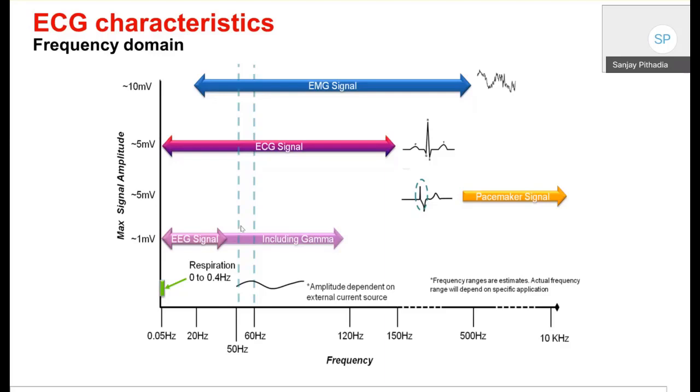There are other biopotential measurements like EMG, which is electromyogram, muscle information. There is EEG, which is the measurement of signals coming from the brain. There is respiration, which is the breathing cycle, typically 0 to 0.4 hertz. And some patients also have a pacemaker signal, which is higher because it is a high frequency signal compared to ECG. On the y-axis, we are showing signal amplitude. All these signals are typically less than 10 millivolts, and that is why the signal conditioning circuit is very important for this kind of application.